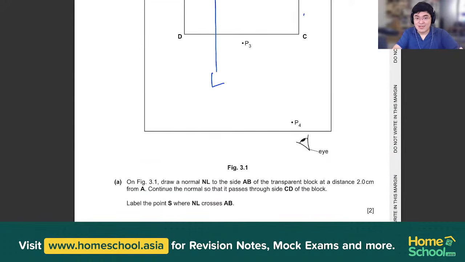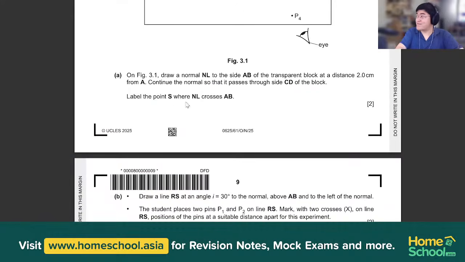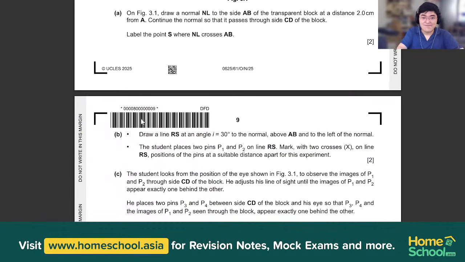And with that, you're done with part A. Now let's move on to part B. We have to draw a line RS at an angle of 30 degrees to the normal above AB and to the left of the normal. And the student places 2 pins P1 and P2 on line RS. We are to mark with 2 crosses on the line RS the positions of the pins at a suitable distance apart for this experiment.